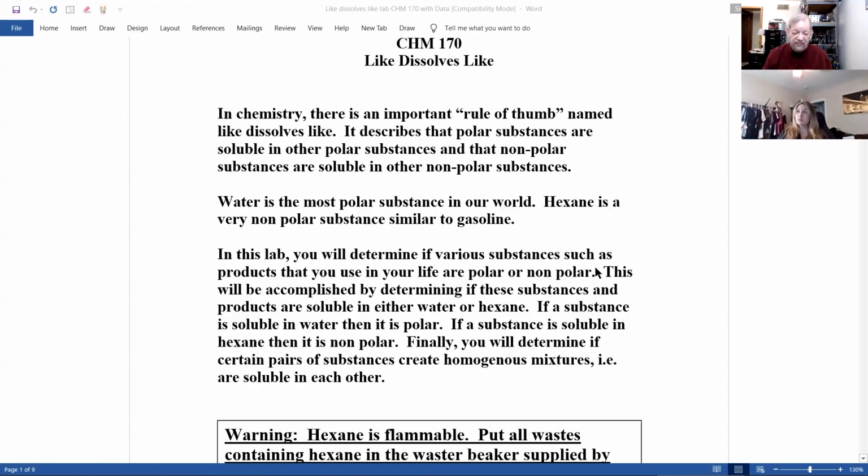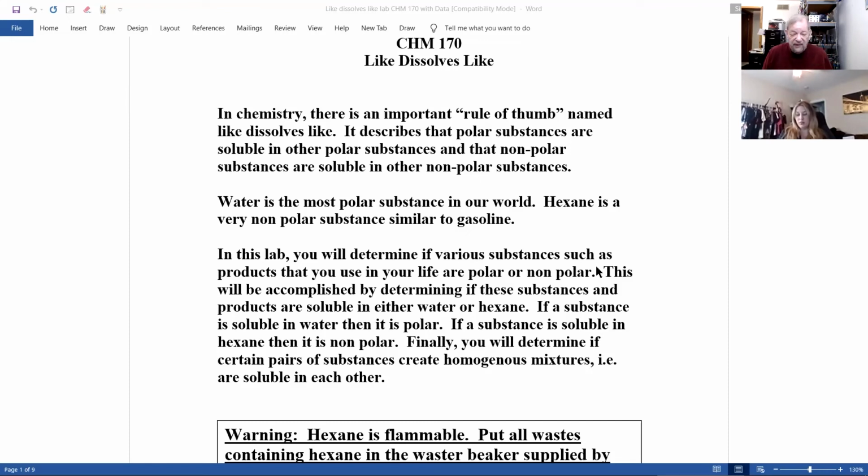Now, in this lab, you'll determine if various substances, such as products that you use or materials you use in your daily life, are polar or nonpolar. This will be accomplished by determining if these substances are soluble in water and if they're soluble or not in hexane. If a substance is soluble in water, then it's polar. If a substance is soluble in hexane, then it's nonpolar. Now, remember this is a rule of thumb, and sometimes things are soluble in both. But for the most part, it's true one or the other.